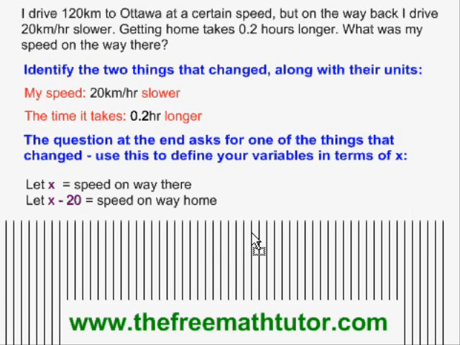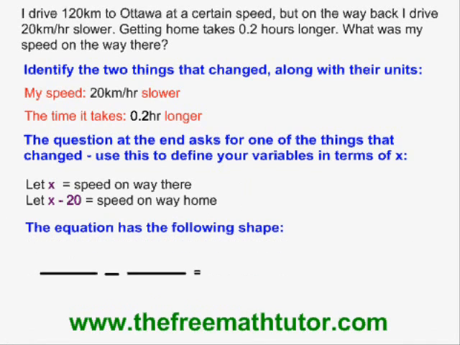The equation will have a shape like this. Fraction minus fraction equals difference. The other thing that changed, the 0.2 hours longer, goes right here to the right of the equal sign, if we are making our equation in the form of a subtraction. And the unit of this second thing that changed is hours. So basically what we have to do with our information is convert each of these fractions so that its unit will be hours.